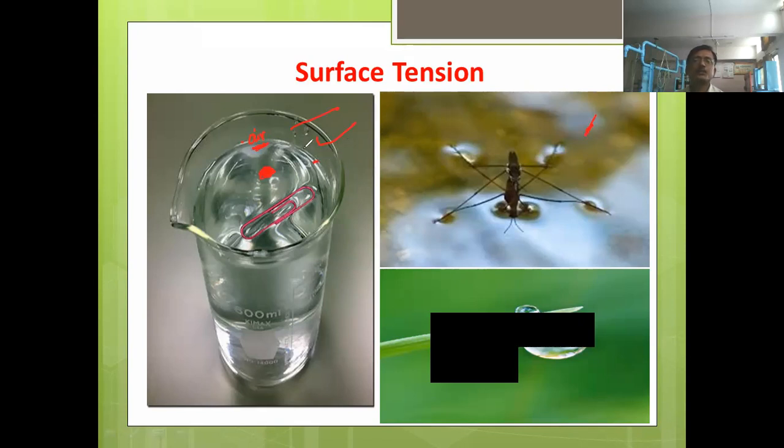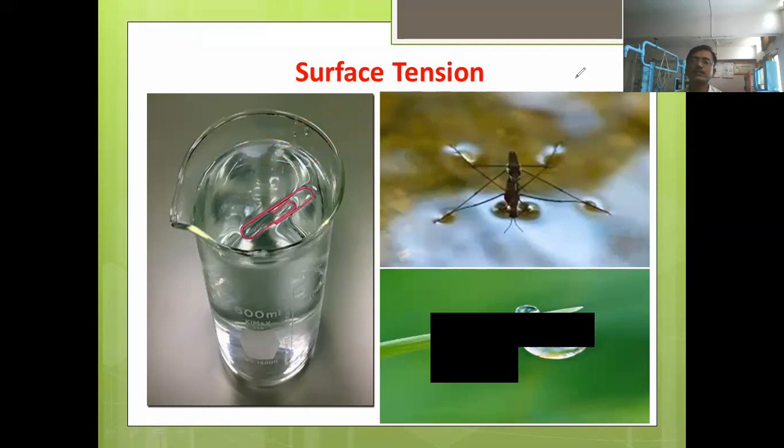So the condition behind surface tension is that this surface should be in contact with gases or air, or with another liquid surface. If we put oil on top of it, that oil has a different surface and this water has a different surface. So that is the essential condition for surface tension.